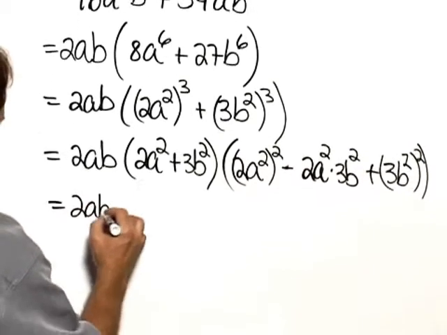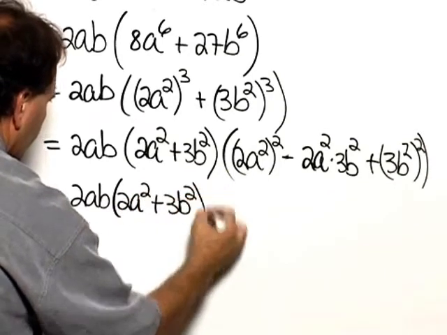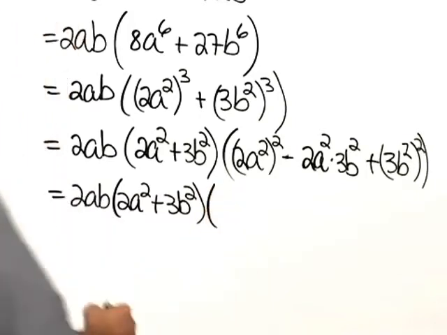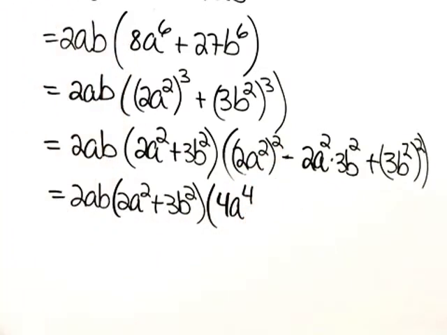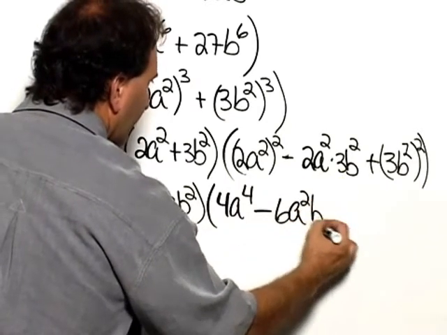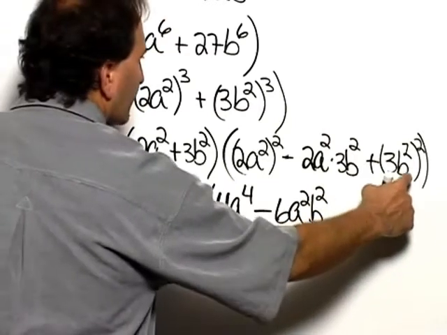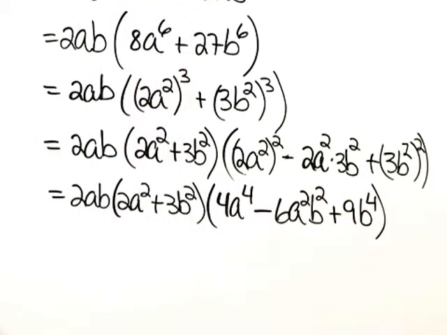All right, now let's simplify that. We have the 2ab. This remains the same, 2a squared plus 3b squared. But now in this second set of parentheses, the third factor, we have 2a squared all squared, that's 4a to the 4th, minus 2 times 3 is 6a squared b squared, and then we have 3b squared all squared, so plus 9b to the 4th. So our fully factored form is 2ab times 2a squared plus 3b squared times 4a to the 4th minus 6a squared b squared plus 9b to the 4th.